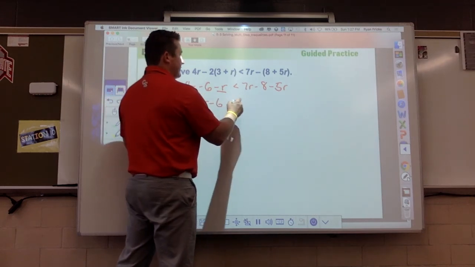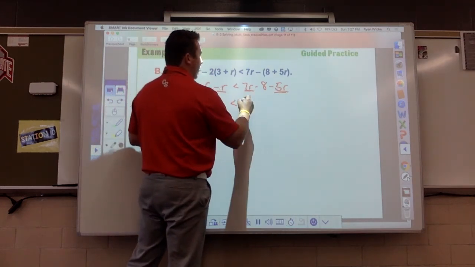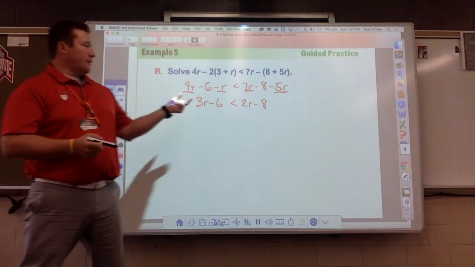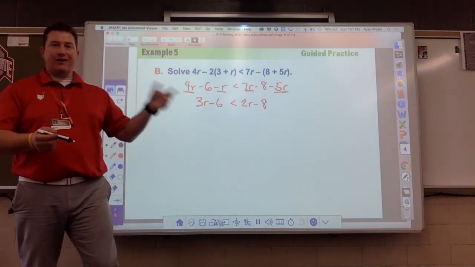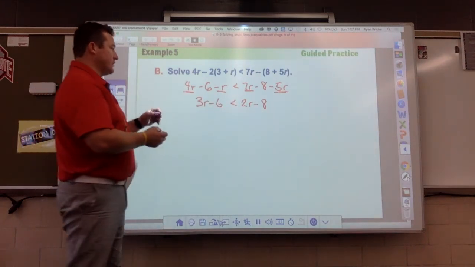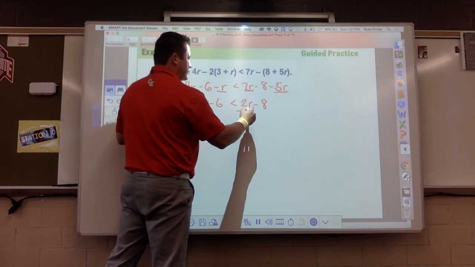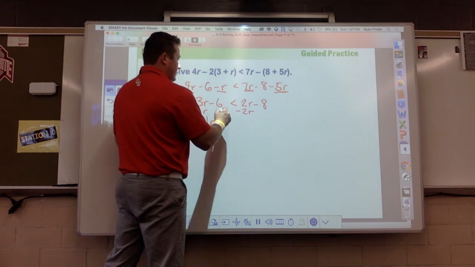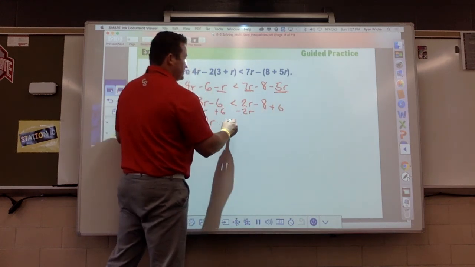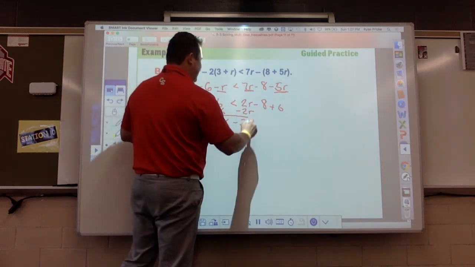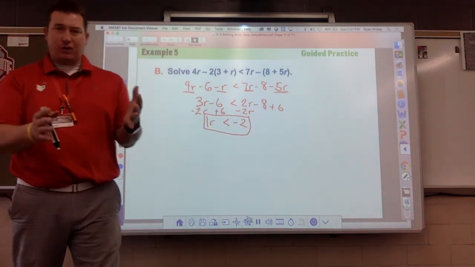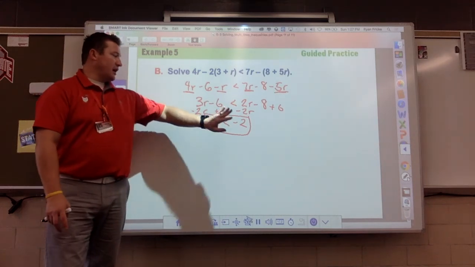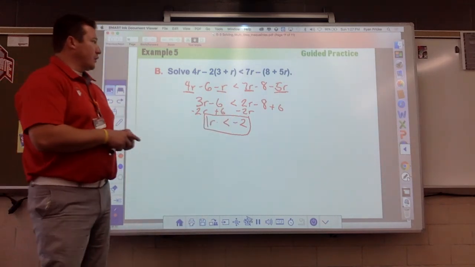3r minus 6. Here's an r, there's an r. 2r minus 8. Again, I'm going to pick on the smaller one so that when I move it over, I don't get that negative coefficient because I don't want that. So I'm going to subtract 2r here. I want to be clear, guys. We will still get the same answer. We're going to add 6 to both sides. It's just easier, okay, for me not to have to worry about it because that's one less mistake that I might make, okay? R values less than negative 2 work here.